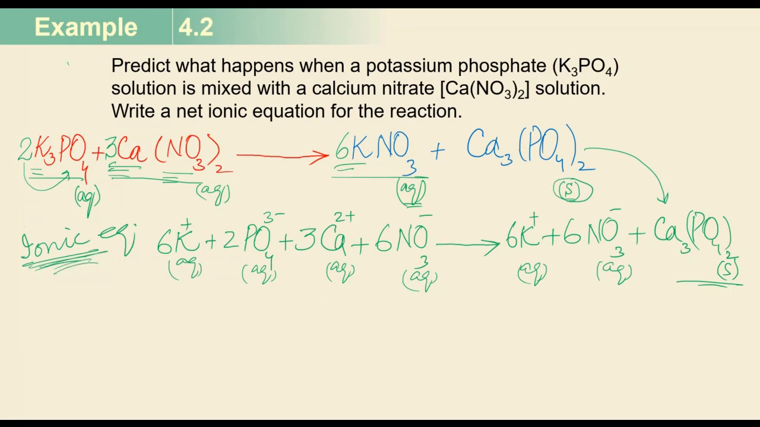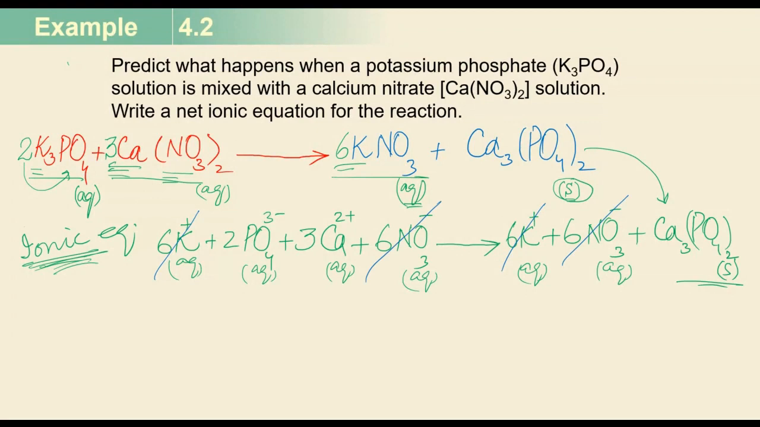Boys, now move to the next. Now tell me which ions are the same on both sides. Potassium. Yes, potassium. Is it nitrate? Very good. 6K plus and 6K plus, both are the same. These will be cancelled. Also 6 nitrate, 6 NO3 minus and 6 NO3 minus, cancelled.